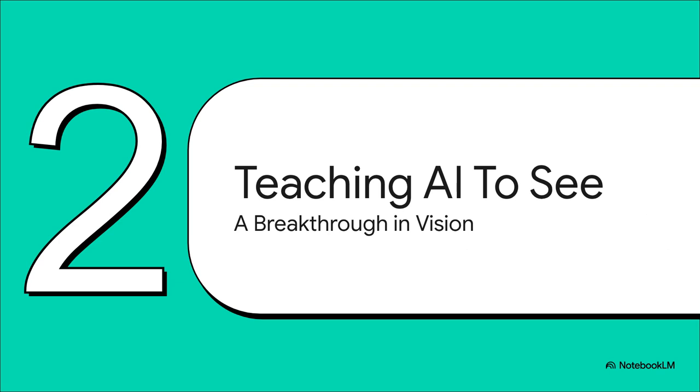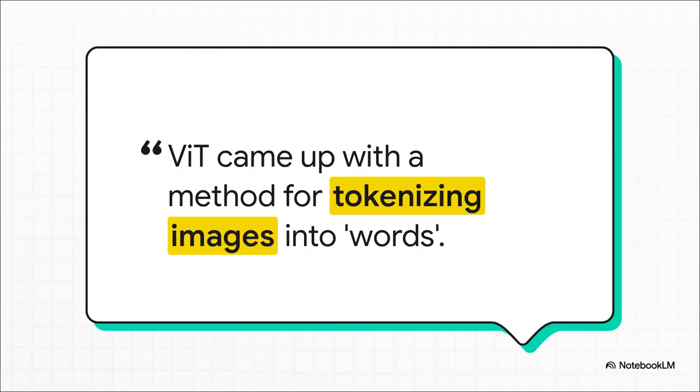So the big question is, how did they actually do it? How did they pull this off? Let's get into the really clever breakthrough that finally gave these language models a sense of sight. And here it is. This is the core idea, and honestly, it is brilliant. The big trick was to treat an image like a sentence made of image words.